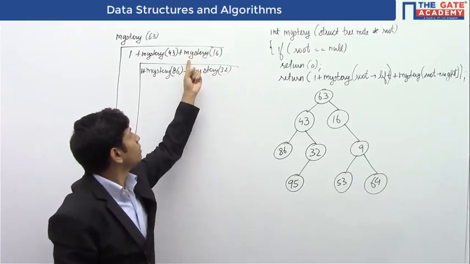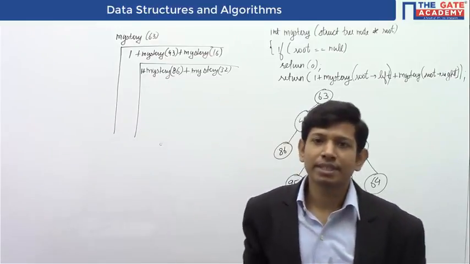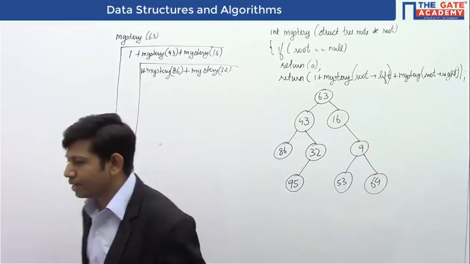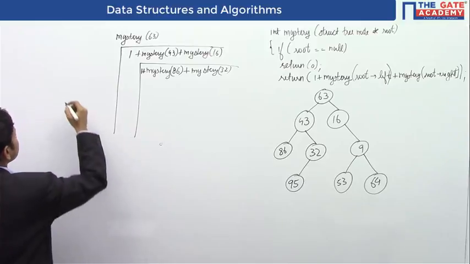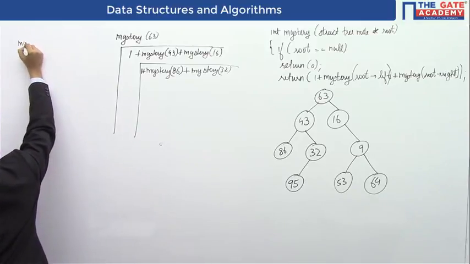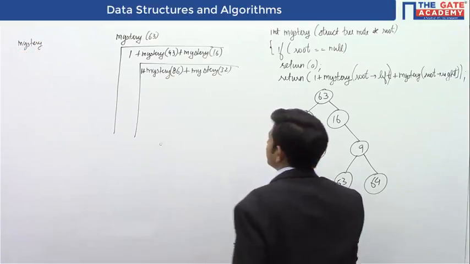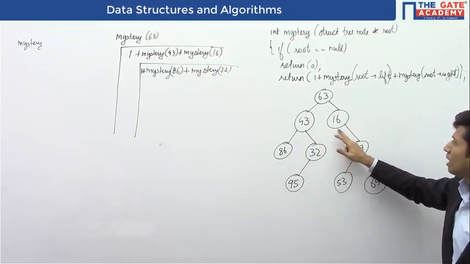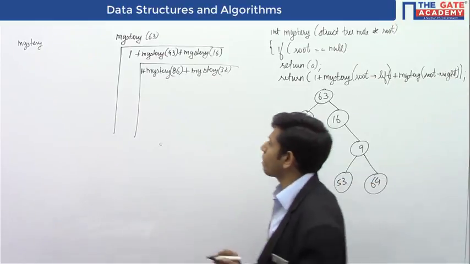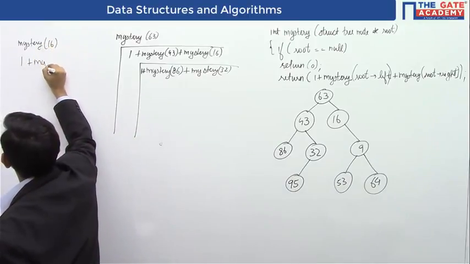But still we have mystery of 16 remaining. So it is up to us whether we want to represent it here or we can represent it somewhere else. So in order to avoid confusion, let's represent it somewhere else. So this is the representation for mystery of 16. What will mystery of 16 call? It will call 1 plus mystery of, since there is no left, there is only right, 1 plus mystery of 9. Mystery of 16, 1 plus mystery of 9.